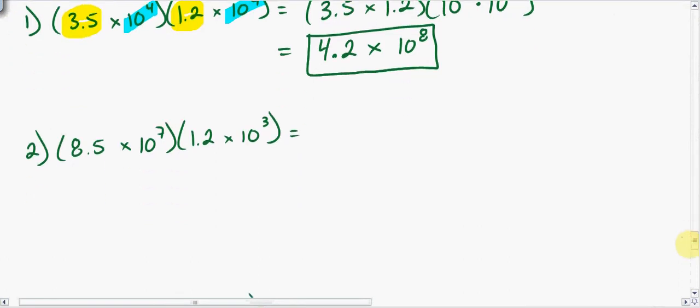Second example, very similar. We've got the one number in scientific notation where it's 8.5 times 10 to the 7th. Second number in scientific notation, 1.2 times 10 cubed. Those are both connected through multiplication. So I'm going to regroup and say 8.5 times 1.2 and multiply that by 10 to the 7th times 10 cubed.